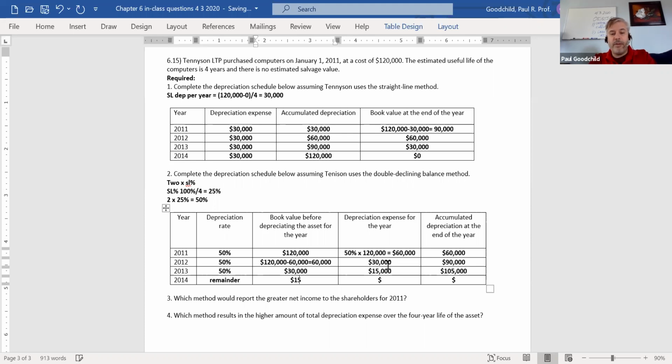Now our book value is 15,000. So our depreciation expense, because we want accumulated depreciation to be 120,000 at the end of the year, is 15,000, bringing the total to 120,000.